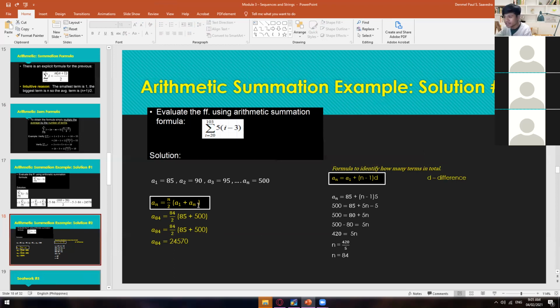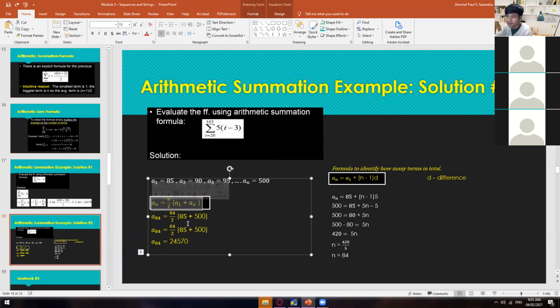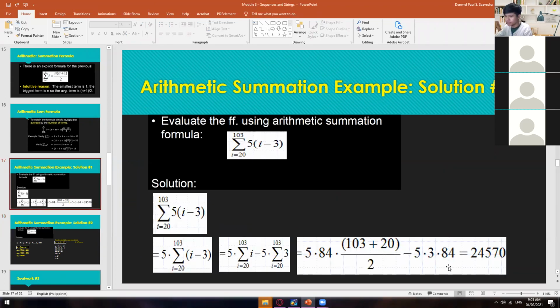then you can now proceed and use this given formula: S sub n is equal to n divided by 2 times a sub 1 plus a sub n. So just substitute the corresponding values. n is 84 divided by 2, times a sub 1 is 85 plus a sub n is 500. So 85 plus 500 is 585. 84 divided by 2 is 42. So 42 times 585, then you will get 24,570, which is the same with this one.